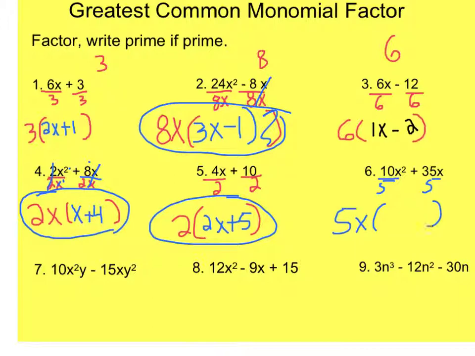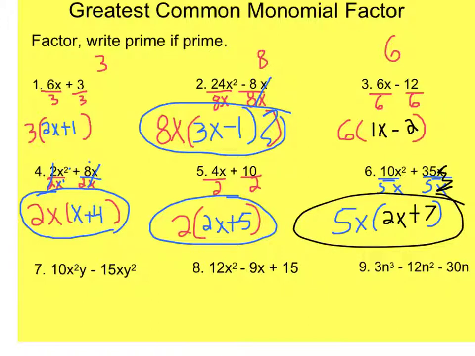So now I do that, and what's going to be left? So I'll do 10 divided by 5. That's 2. 2 x's take away 1x leaves me with 1x. And 35 divided by 5 is 7. And then these x's cancel. There's my answer. Let's try another one.